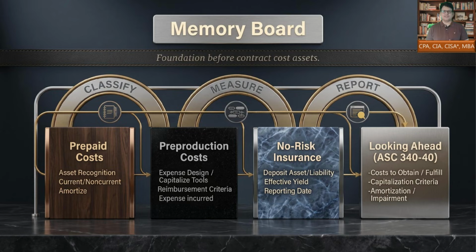Prepaid costs are recognized as assets and then amortized over the benefit period. Pre-production costs may be expensed, capitalized as supplier-owned tooling, or recognized as reimbursement assets depending on the facts. No-risk insurance arrangements lead to deposit asset or deposit liability accounting, with remeasurement through the effective yield method where applicable. The discipline is simple: classify first, measure second, report third. In the next video, we move to ASC 340-40 and study costs to obtain and fulfill customer contracts.